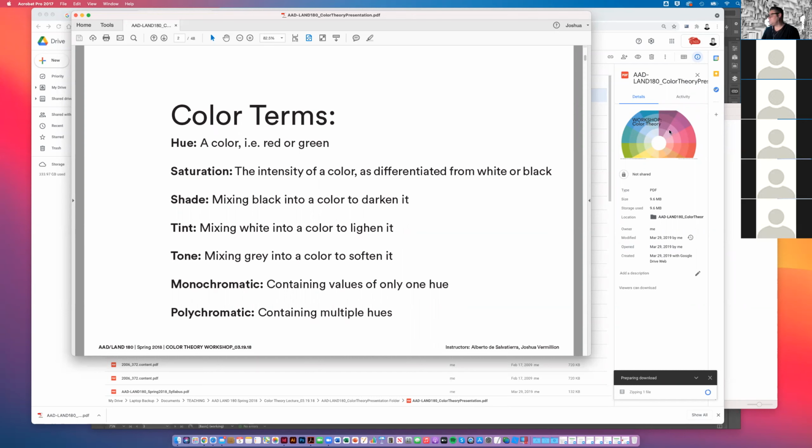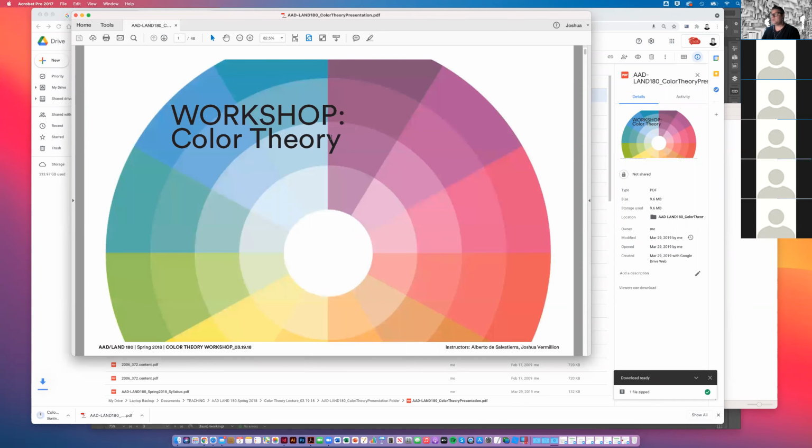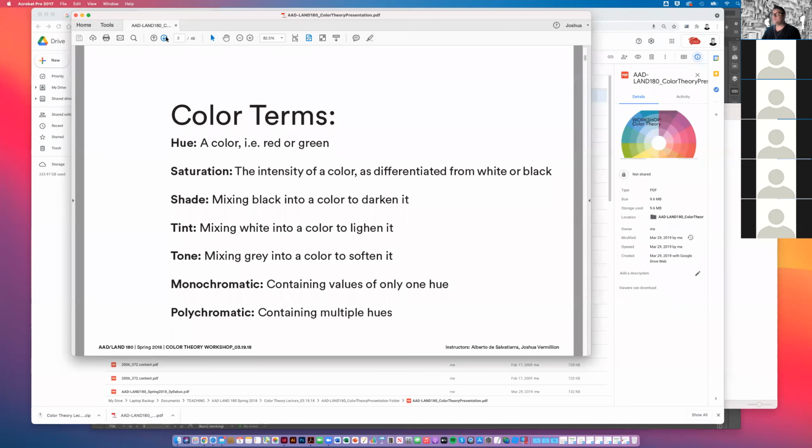So we start to see in this first color wheel that we get a value like this, and then we can either shade it and get it darker or tint it and get it lighter, right? That's what shade and tint mean, particularly when you're using Photoshop. You can begin to use some of those tools, mixing white into color to lighten it, tone, mixing gray into the color to soften it. Monochromatic meaning you only have one hue, one color, right? Polychromatic meaning multiple hues, right?